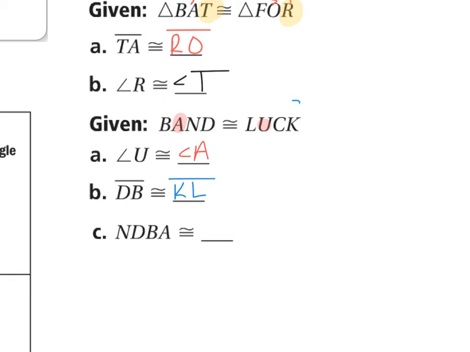So we're going to have N is congruent with the third one, so C. D is congruent with the last one, K. B is next, so that'll be L. And A will be congruent with U. So that's how you would write that.